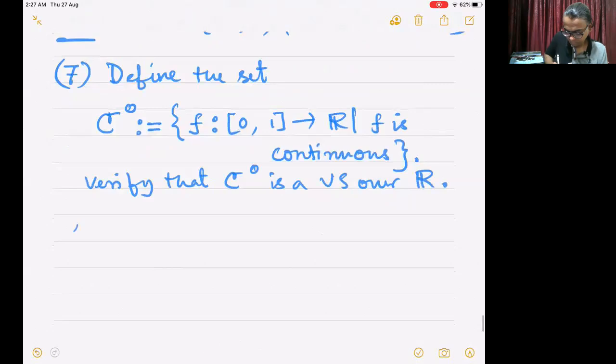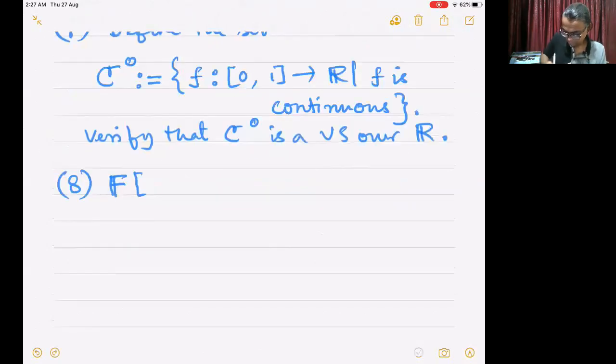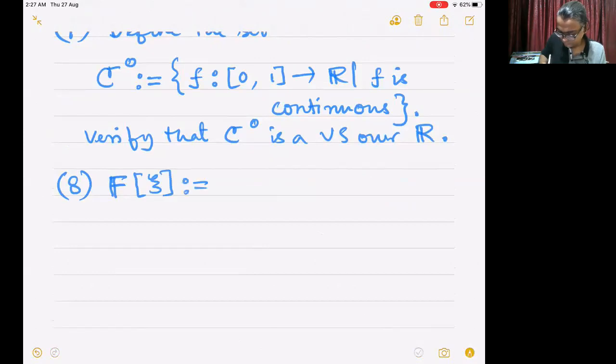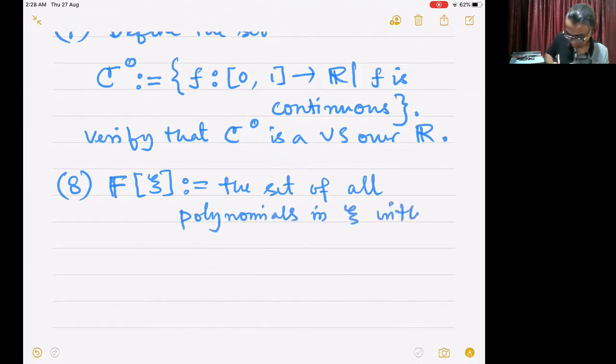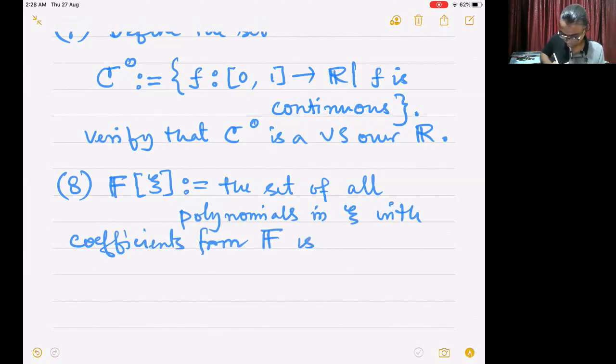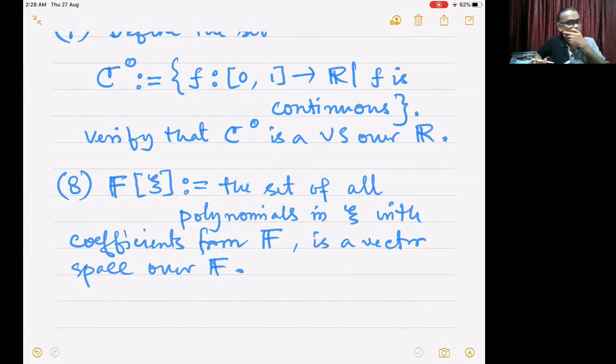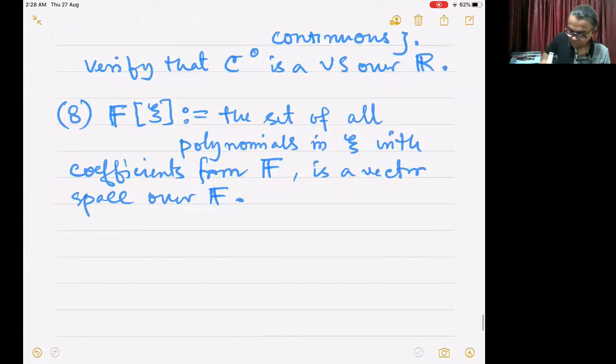Yeah, then if F[xi], that's a better notation, is the set of all polynomials in xi with coefficients from F. Yeah, this is a vector space over F with the natural meaning of addition and multiplication. This also is something that you can verify.